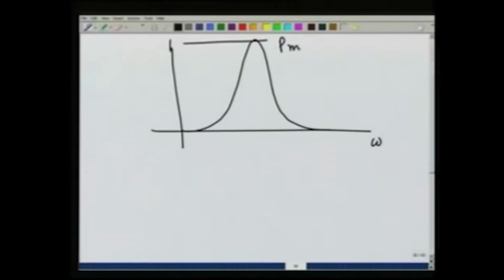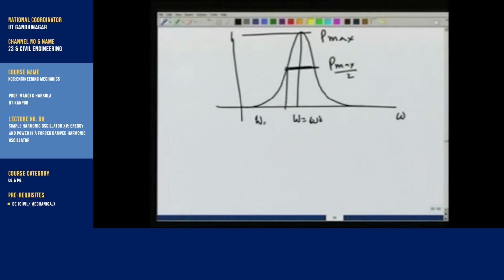Let me recap. When I plot for light damping P average versus frequency, P max is at omega equal to omega 0, and the power absorbed or power supplied falls by half at frequencies omega naught minus gamma over 2 and omega naught plus gamma over 2. This is known as the width of the power absorption curve.